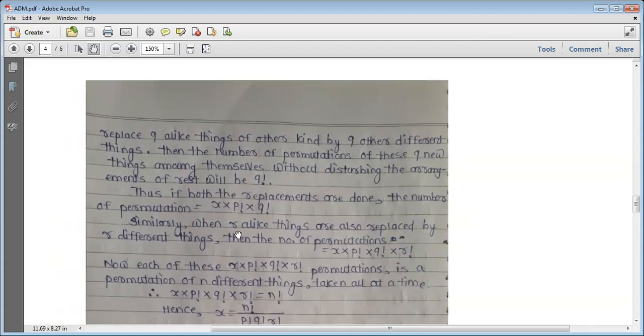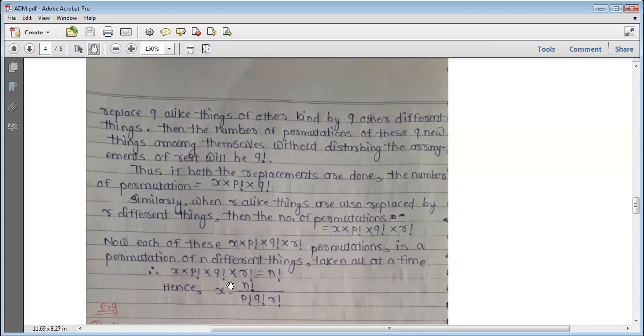Now similarly, we have to replace these r alike things by r different things. Then the number of permutations is x × p! × q! × r!. Now each of these x × p! × q! × r! permutations is a permutation of n different things taken all at a time.